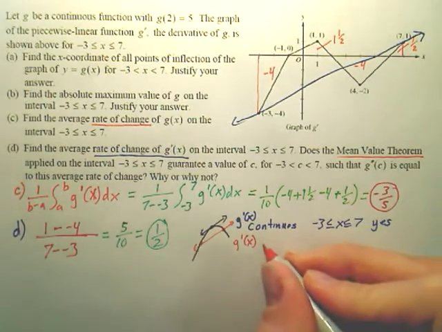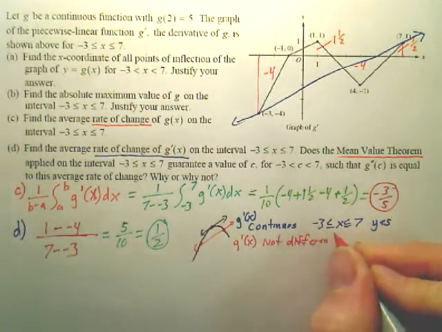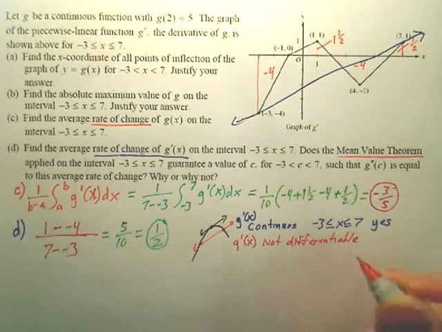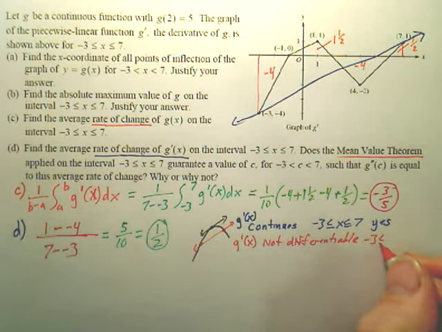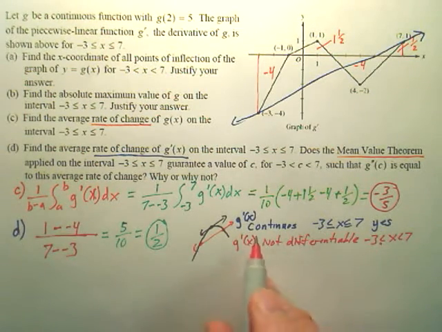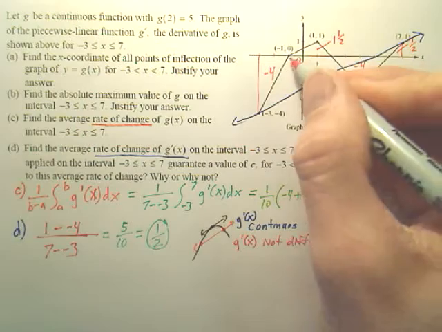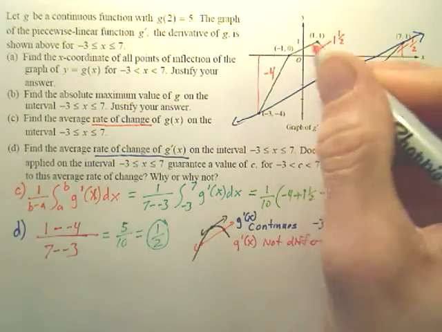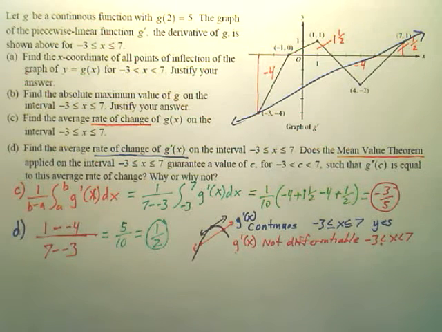The second stipulation, but it's not differentiable. It is not differentiable on the open. Now, it has to be differentiable on the open interval and continuous on the closed. Why is it not differentiable? Does that have a derivative right there? These 3 points do not have derivatives. So since it's not differentiable on the whole interval, that is why you cannot guarantee it.